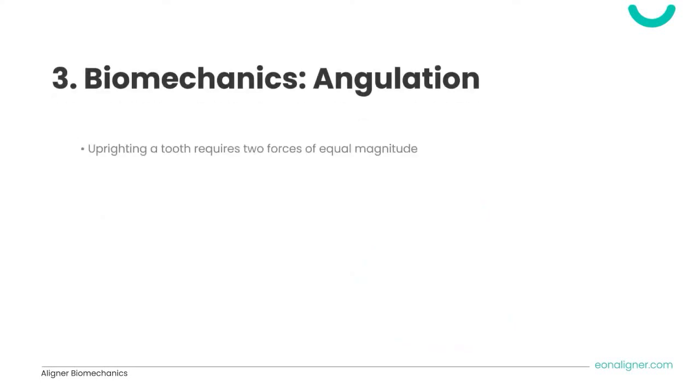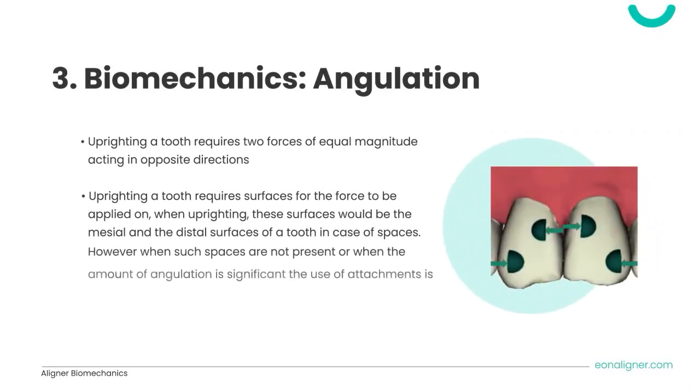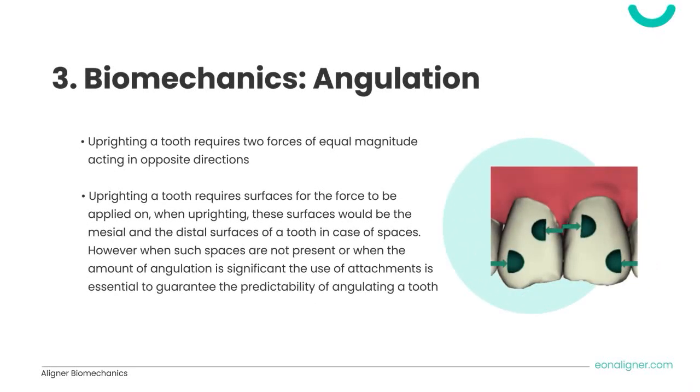Another movement to discuss its biomechanics is angulation, or what is commonly known as mesiodistal tipping, or uprightening. Uprighting a tooth requires two forces of equal magnitude acting in opposite directions, as shown in the figure below. Uprighting a tooth requires surfaces for the force to be applied on. When uprighting, these surfaces would be the mesial and the distal surfaces of a tooth, in case of spaces which would allow the plastic to wrap the tooth and tip it as required.